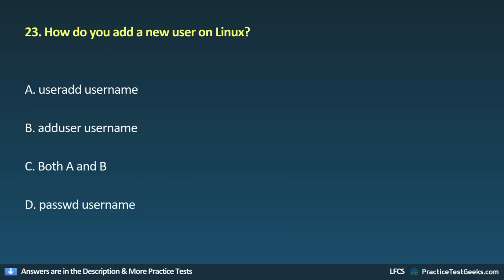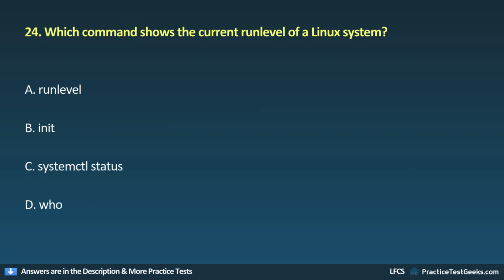A. useradd username. B. adduser username. C. Both A and B. D. passwd username. 24. Which command shows the current run level of a Linux system?